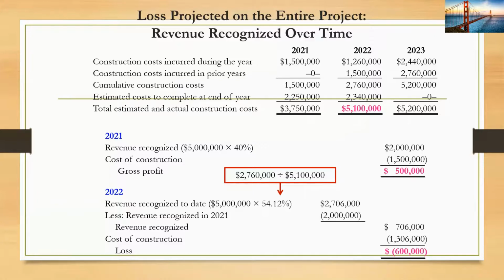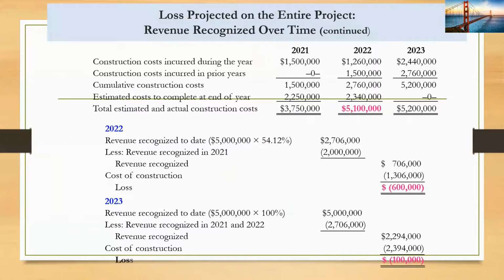Revenue recognized of $706,000 is added to the gross loss of $600,000 to arrive at the cost of construction of $1.3 million. That's $1,306,000. Recognizing revenue over time in this case produces a large overstatement of income in 2021 and a large understatement in 2022 because of a change in the estimation of future costs.